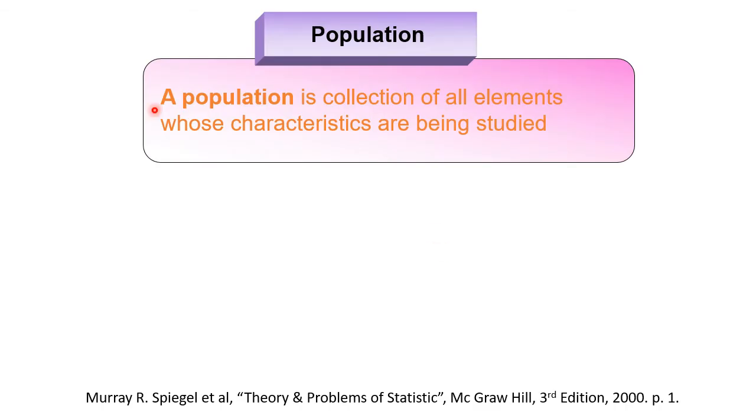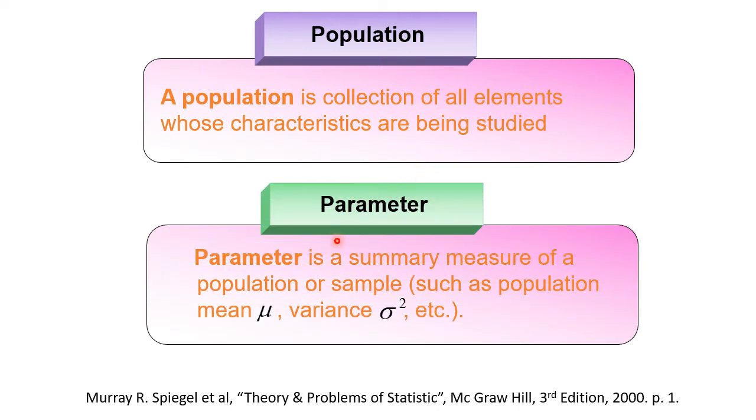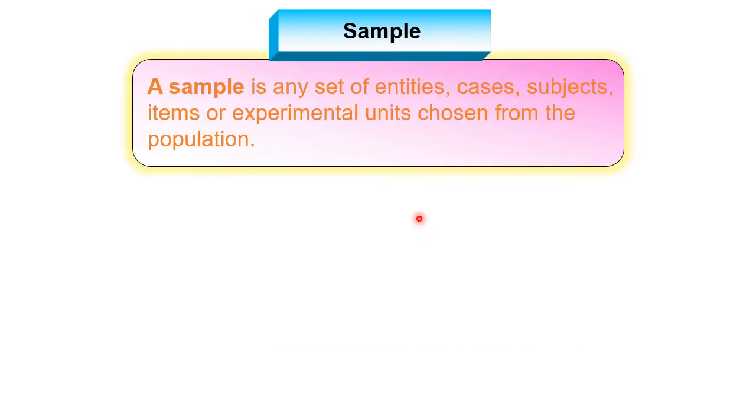So, firstly, we take a look at a few definitions. The first one is population. Basically, population is a collection of all elements whose characteristics are being studied. The whole set is what we consider the population. And then parameter is a summary measure of the population or sample. Such as when we want to find out the mean or variance, this we consider a parameter. Next, sample is actually a subset of the population, chosen from the population.